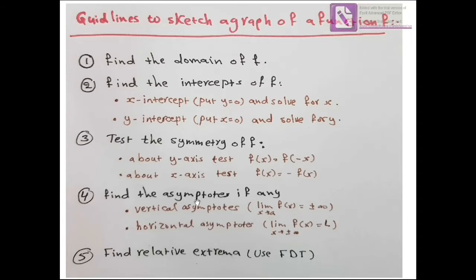Then you need to find the asymptotes, if any. Vertical asymptote, where the limit of the function when x approaches a is equal to plus or minus infinity. And for the horizontal asymptote, you need to check if the limit of f(x) when x approaches plus or minus infinity gives us a number. Then the last step, find relative extrema using the first derivative test.